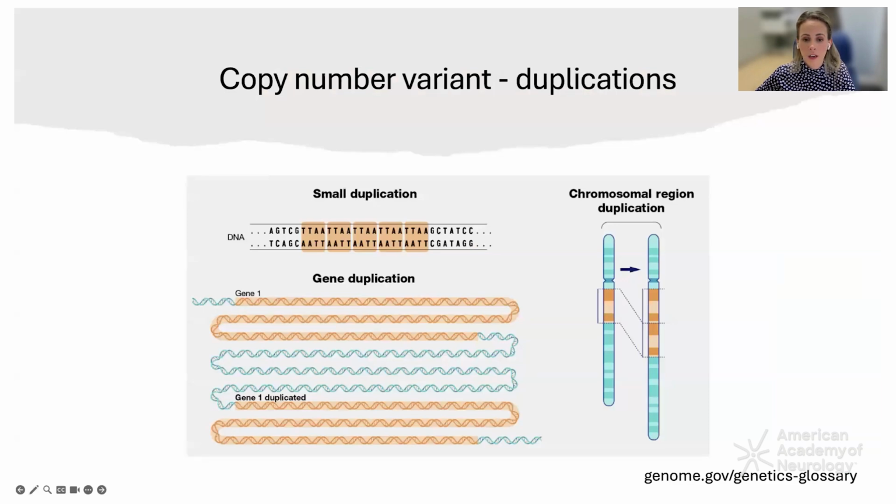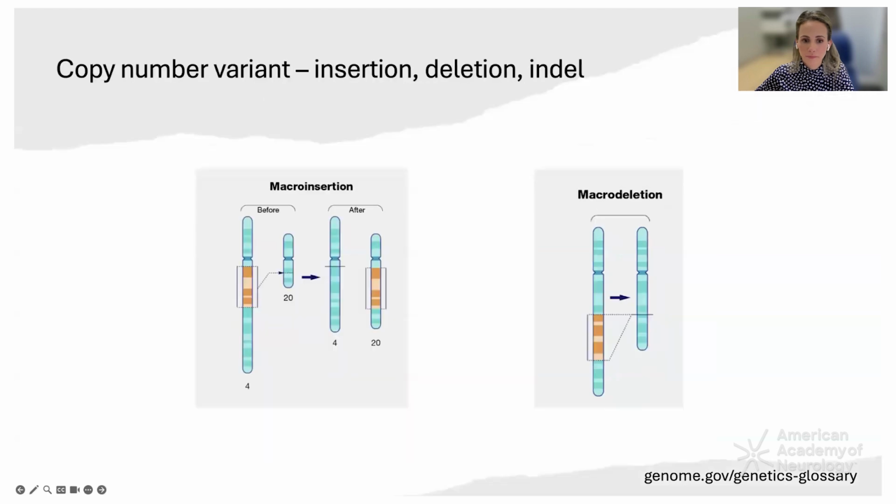So duplications: a copy of a portion of the DNA sequence is repeated. One or more copies of the DNA segment are repeated, which can be as small as a few bases or as large as a major chromosomal region, or even a full gene duplication. Another type of copy number variant includes insertions, deletions, or indels. Insertions involve the addition of any number of nucleotides, from a single nucleotide to an entire piece of a chromosome. Deletions include removal of nucleotides from the DNA sequence, and then indels are when insertions and deletions co-occur, removing nucleotides from the DNA sequence and inserting a different DNA sequence.